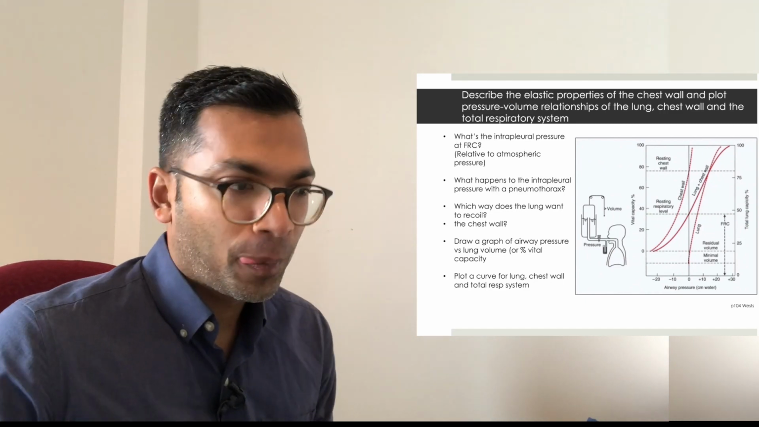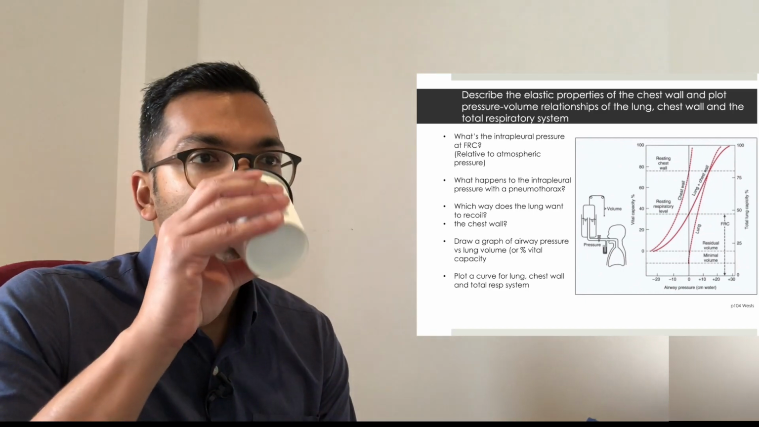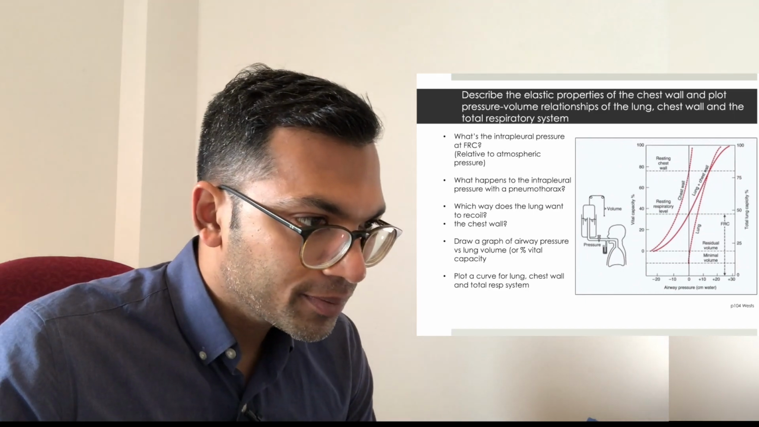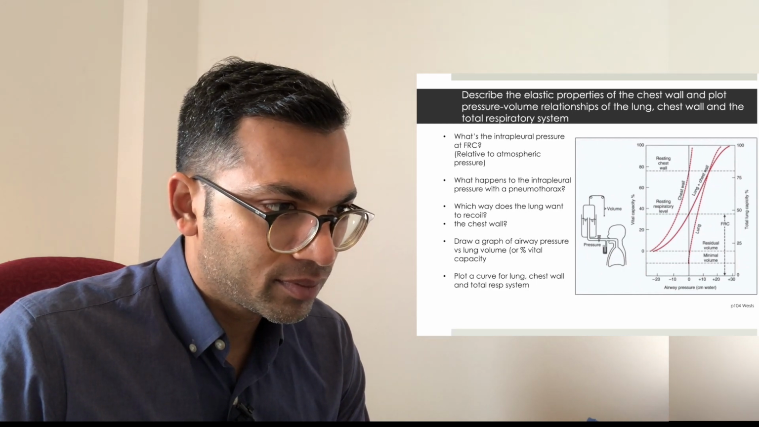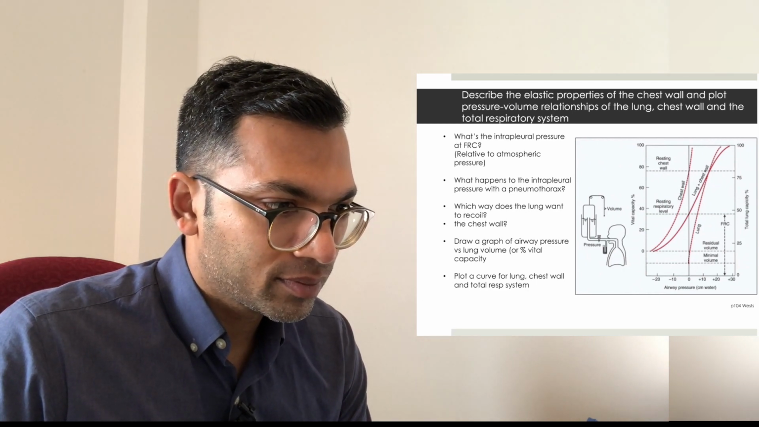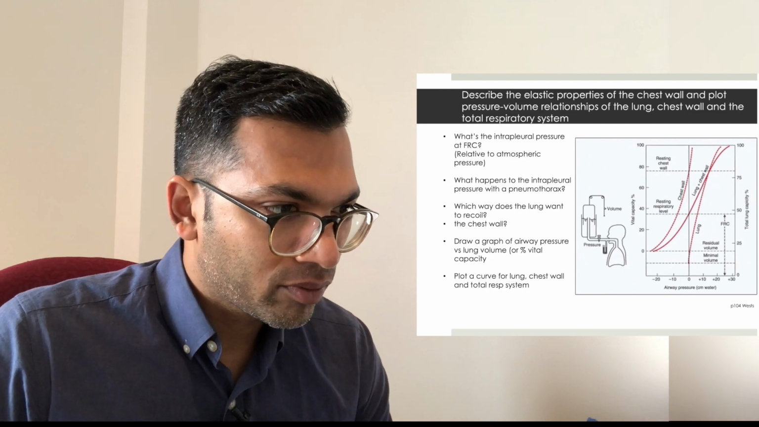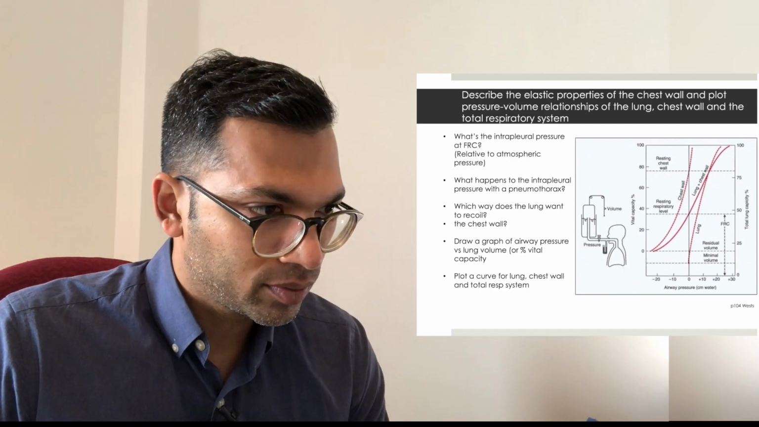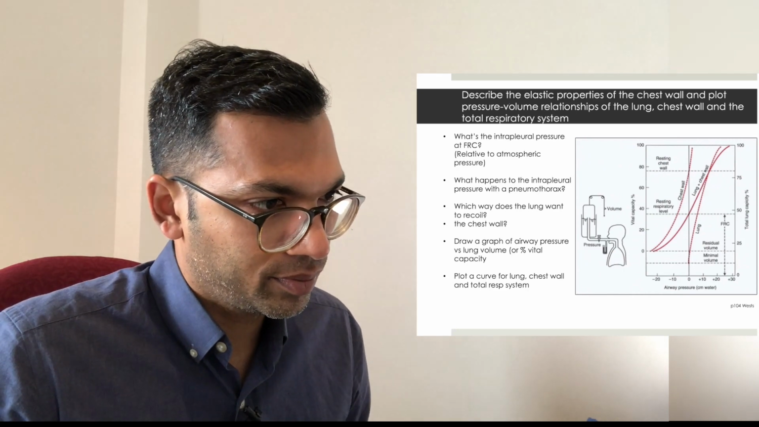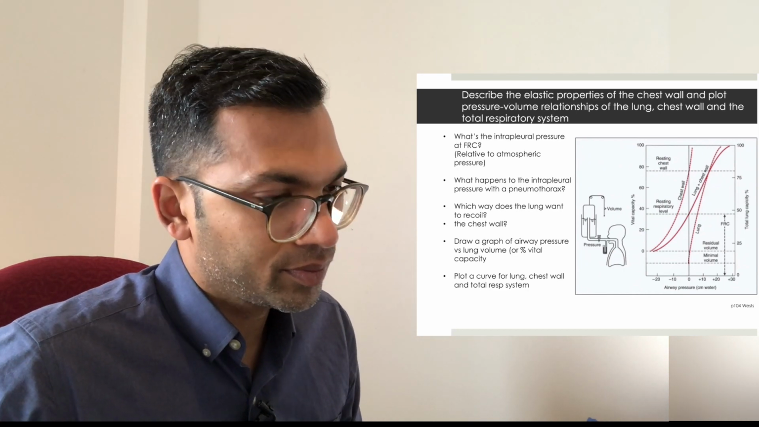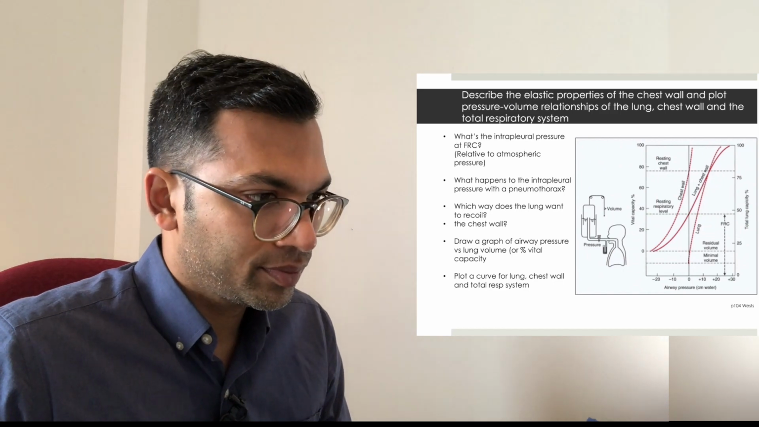Keep going. For the lung, we start at 0 centimeters of water, and when we're at the maximum vital capacity, we're probably at about 25 centimeters. And when you're looking at the lung and the chest wall combined, I guess at the FRC, there's equal inward and outward pressures on the lungs.